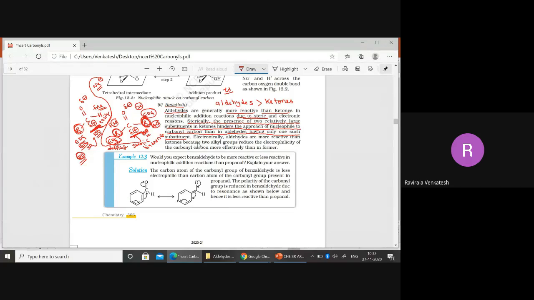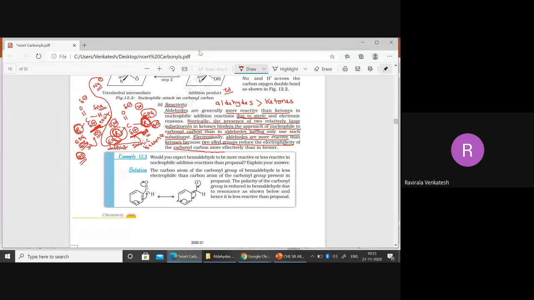See here, one group is donating. Because of this, what happened? Electron donation is less here, and in the case of ketones it will be more. Understood here? So what they are saying: electronically, aldehydes are more reactive than ketones because two alkyl groups reduce the electrophilicity, the electron deficiency on the carbonyl carbon, more effectively. Here on ketone, these two alkyl groups reduce the electron deficiency, the electrophilicity, on the carbonyl carbon. Therefore, ketones are less reactive.